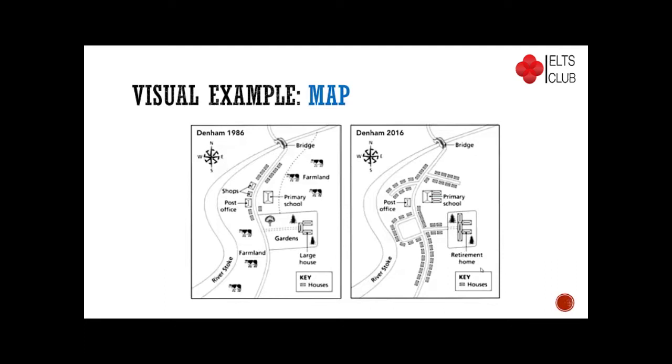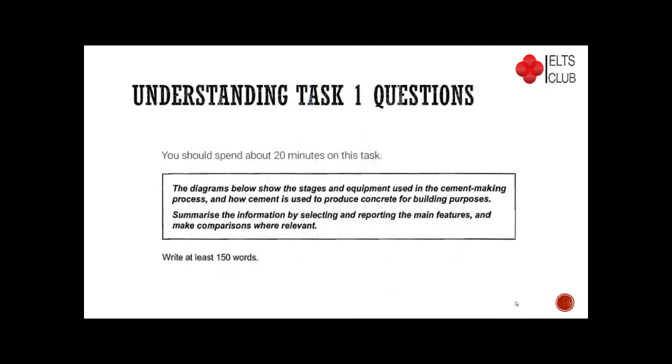So far, we've seen typical examples of the types of visuals you can expect in task 1 of the writing test. In this part, I'm going to talk about the questions for task 1. Now, task 1 questions always have the same parts.